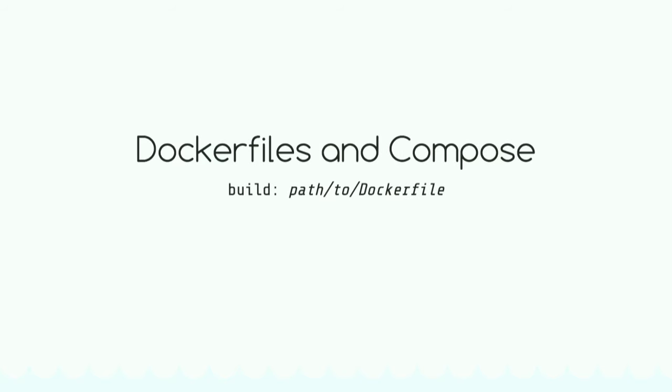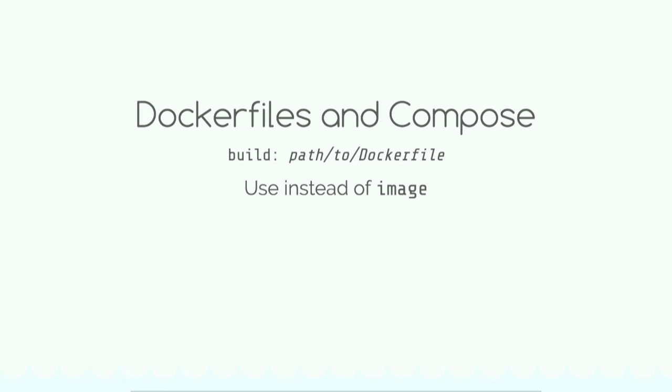How do you use the Dockerfile that you've created in a compose file? Well, we actually use the build statement. Before, we had an image statement, which refers to the image name on Docker Hub. Now we have a build line, which refers to the path of the Dockerfile. In general, try to keep this relative to wherever the compose file is located, not absolute.